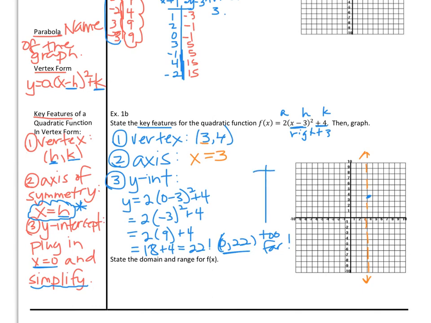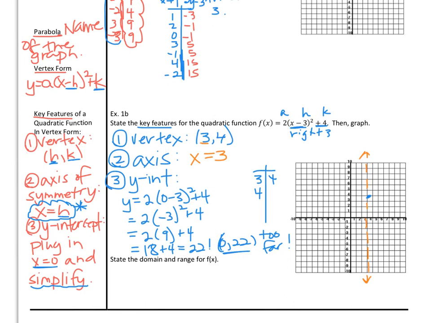We won't have to plug in too many points, and if we think about our symmetry, we should be in good shape for plotting additional points. Here's what I mean. We know that the vertex is (3, 4). If we pick another point close to the x value, like 4, let's see what happens.